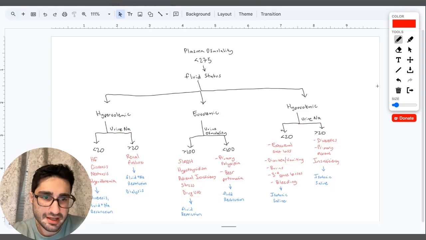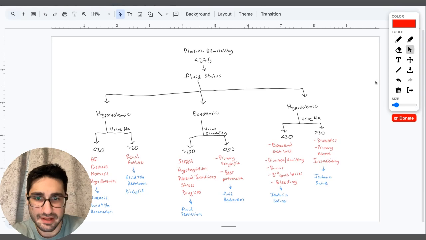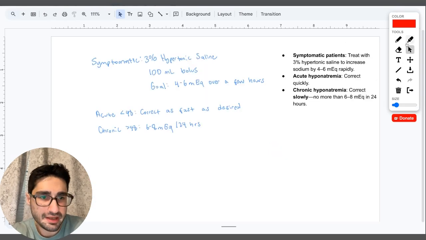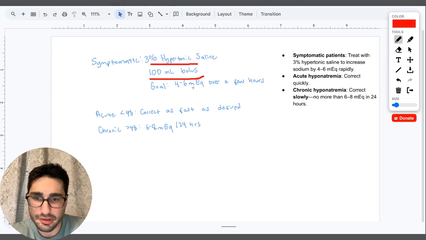So the treatments that we discussed are going to be used when the patient is asymptomatic. If the patient is symptomatic, then we're going to give them hypertonic saline, and we're also going to bolus them with 100 milliliters of fluid. And the goal is going to be to increase their sodium by 4 to 6 over a few hours.